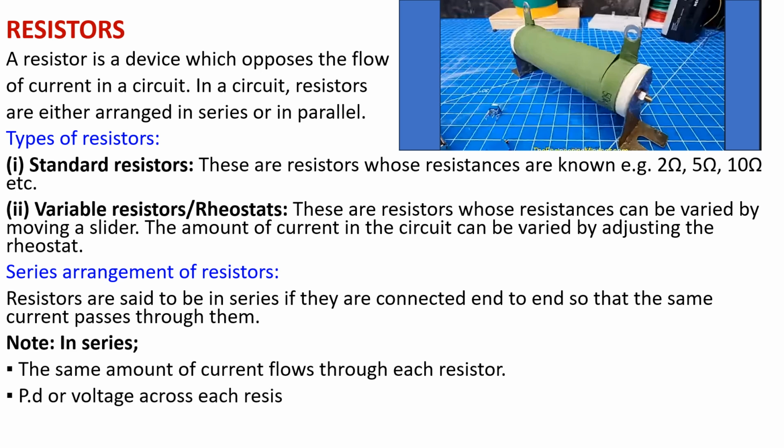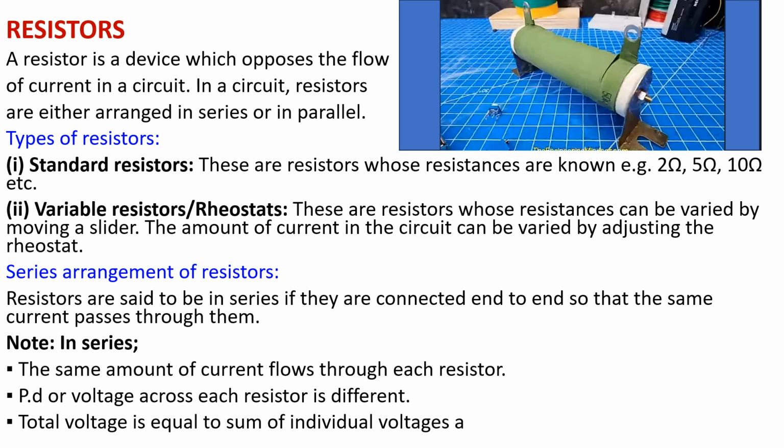The potential difference, or the voltage across each resistor, is different. There is always a potential drop across each. If there are two, those are two different values of PD, that when you sum them up, you get the exact PD from the supply source. The total voltage is equal to the sum of individual voltages across each resistor. That is very, very correct.